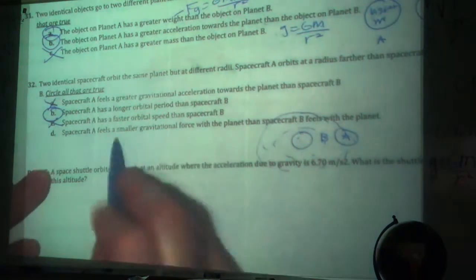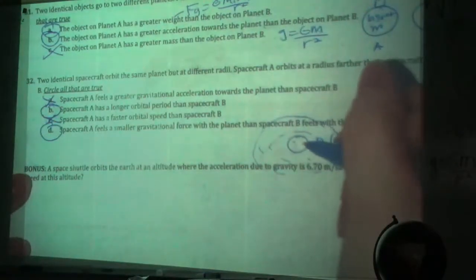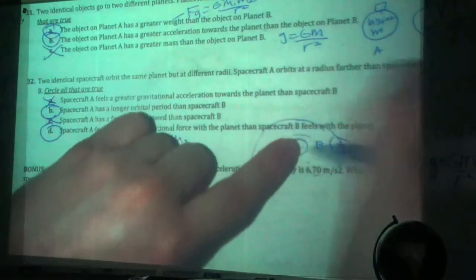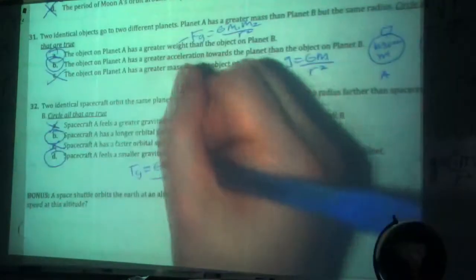And then A has a smaller force with the planet than B with the planet. And that is true, because if you were to plug into the force equation, then for A and the planet, it would be a bigger radius than for B and the planet. So bigger radius divided by bigger numbers would get smaller.